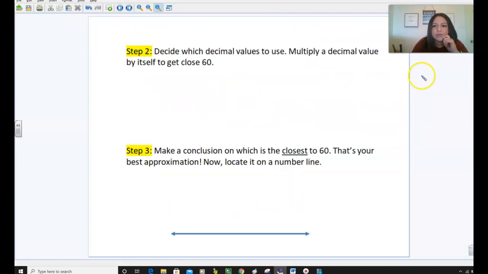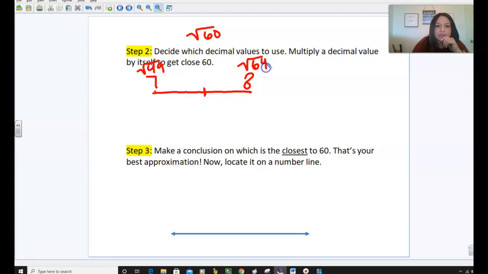Step 2, decide which decimal values to use. Multiply decimal values by itself to get close to 60. Now we said it had to be greater than 7, but less than 8. Okay, now I know that the square root of 60 has to be somewhere between there, and I know that this is the square root of 49, and I know that this is the square root of 64.